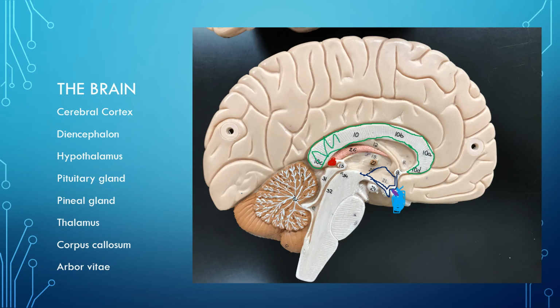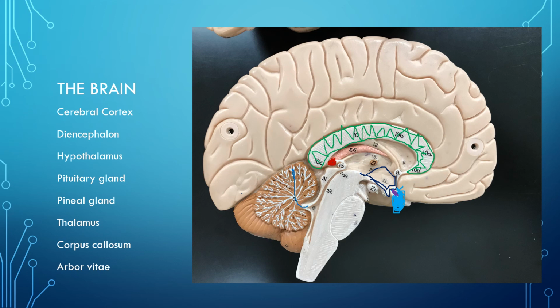So this is a band of white matter that connects the 2 hemispheres of the brain, and it allows electrical impulses from the right hemisphere to go to the left side of the brain, and it allows impulses from the left side of the brain to go to the right side of the brain. So it facilitates communication.